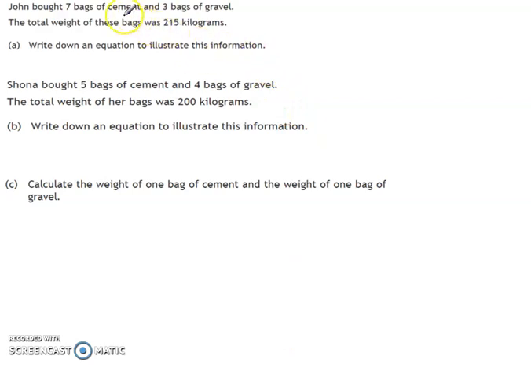So in this first bit, you've got 7 bags of cement, 3 bags of gravel, total weight is 215 kilos. Write down an equation to illustrate this information. Now when you're writing down the equation, some people tend to stick to x and y because it's the two variables you know. A lot of people think of the context. So this one's 7 bags of cement, 3 bags of gravel. So they'd write it as 7c plus 3g. So your c represents your cement, your g represents your gravel. We know that the combination of the two of them is 215 kilos, so 7c plus 3g is equal to 215. There's our first equation right there.